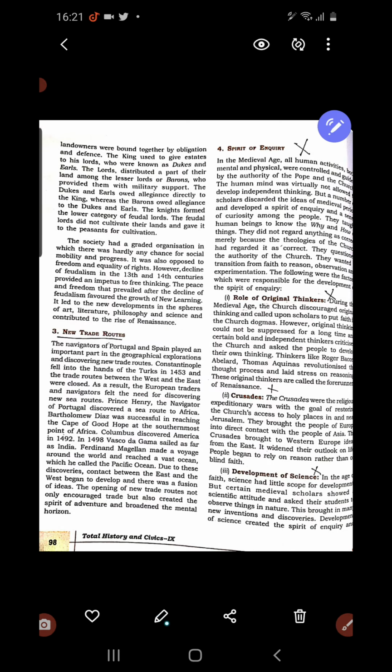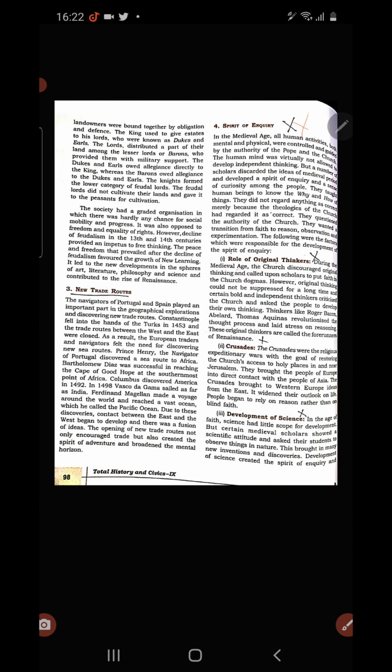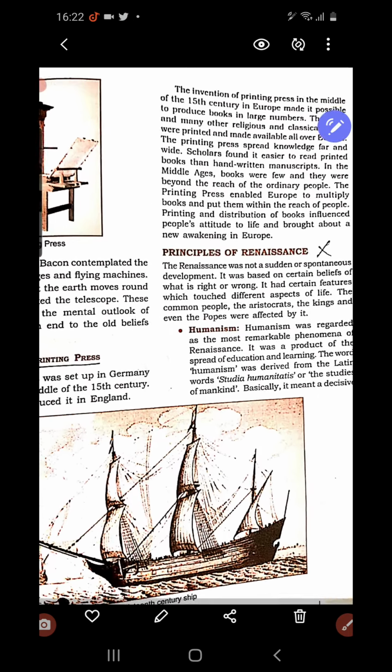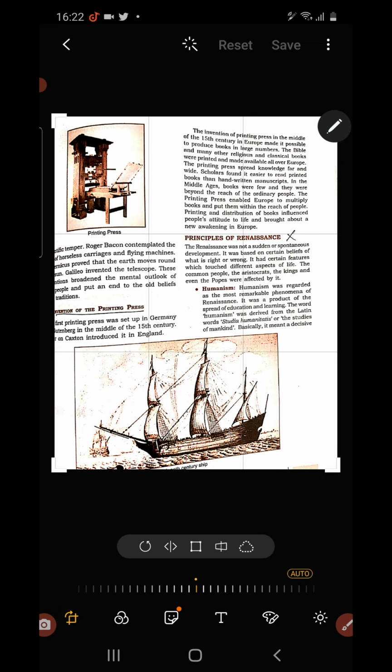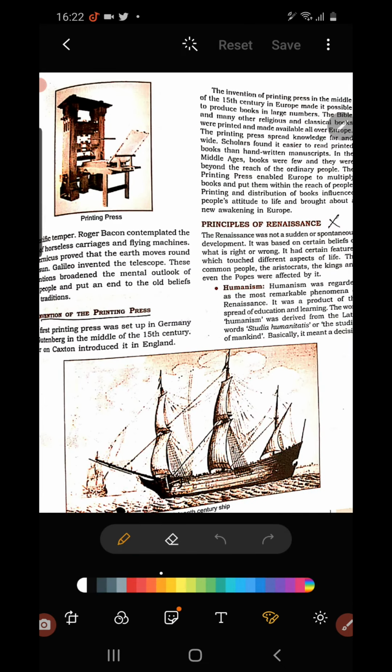Now children, these are the topics we don't have to study. According to the reduced syllabus, you are not studying these topics. Now we have to move directly on to the next topic, the invention of the printing press. This is an important topic. You have to study the invention of the printing press. You will be studying about Gutenberg.